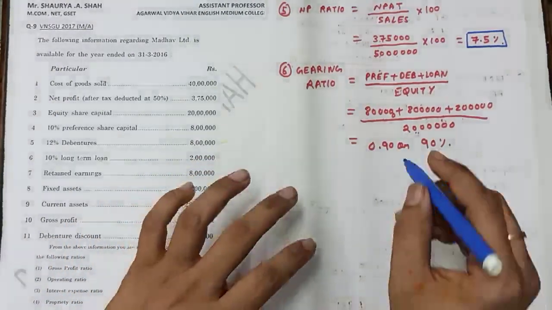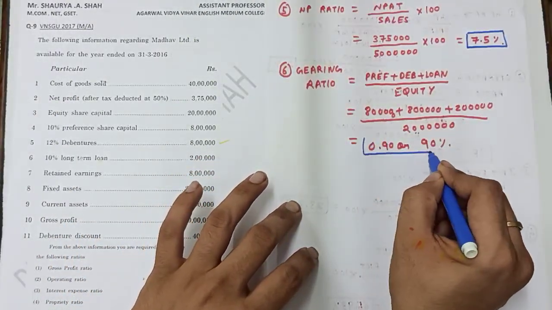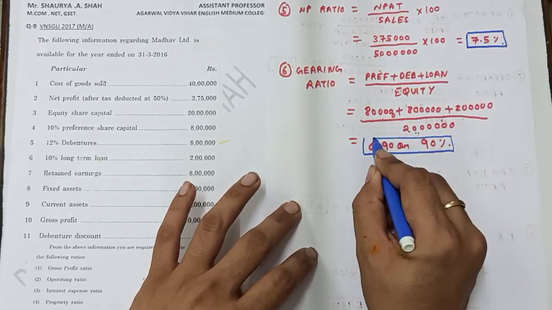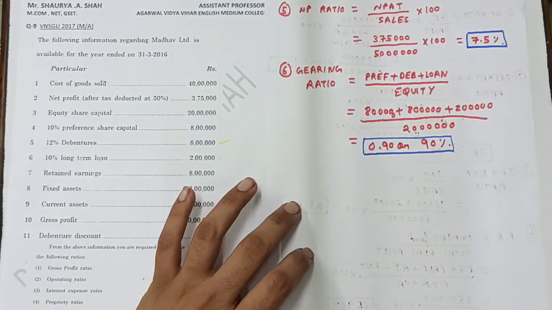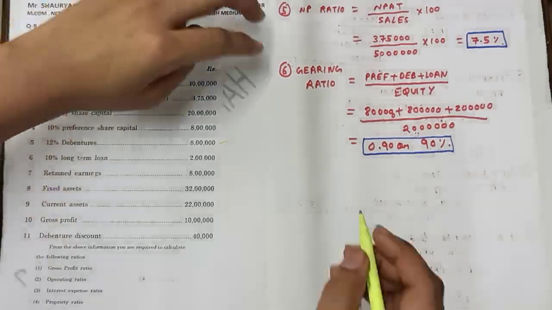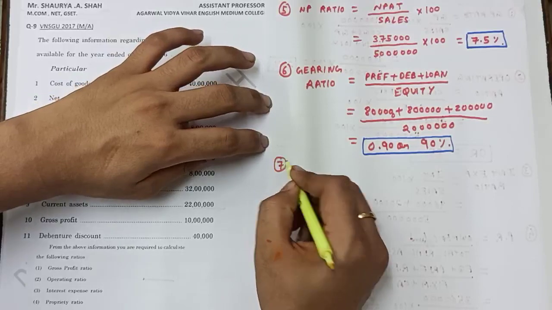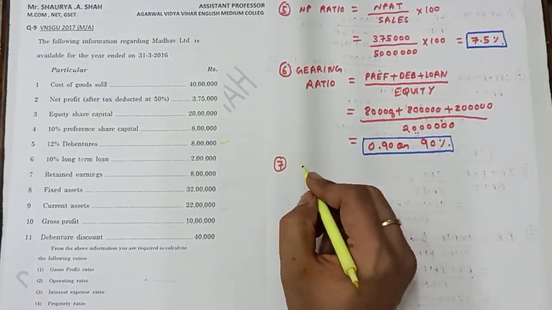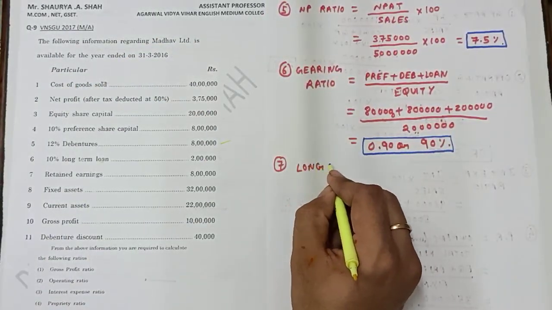So what does it suggest, students? That fixed interest bearing securities are 90% compared to the owner's fund of equity. I suppose it is clear to every student. And the last one which is asked in your exam, that is long-term funds to fixed assets ratio. What is my long-term funds to fixed assets ratio?